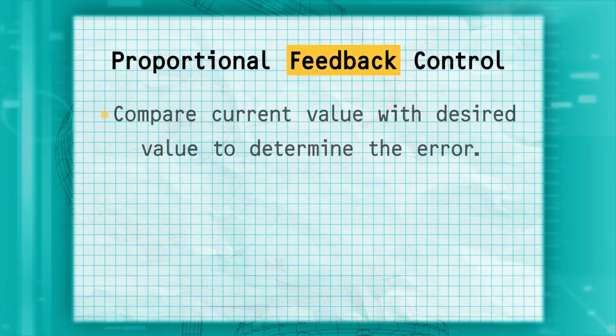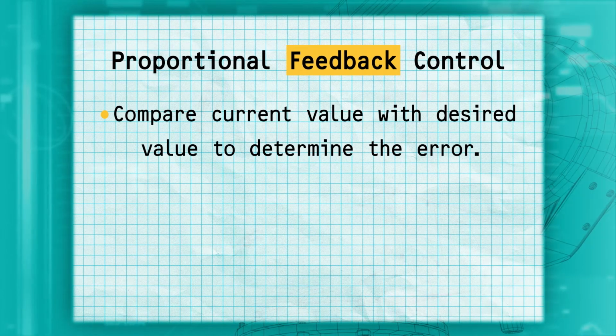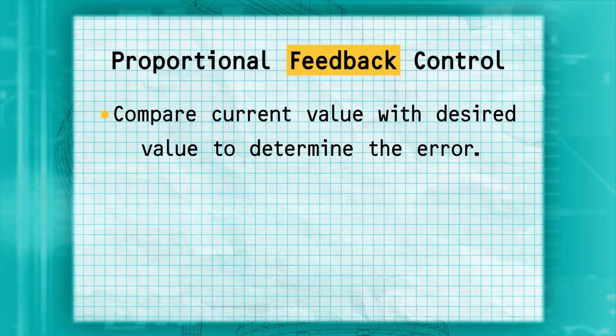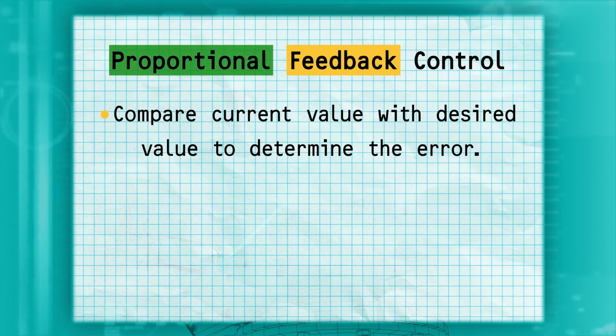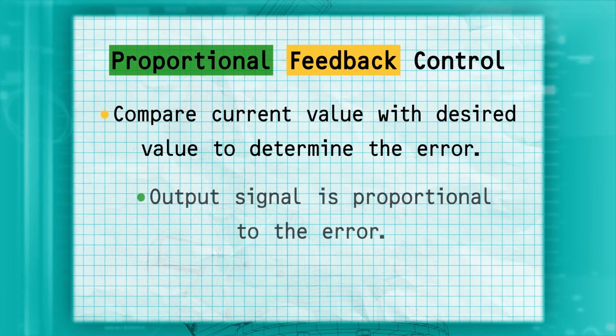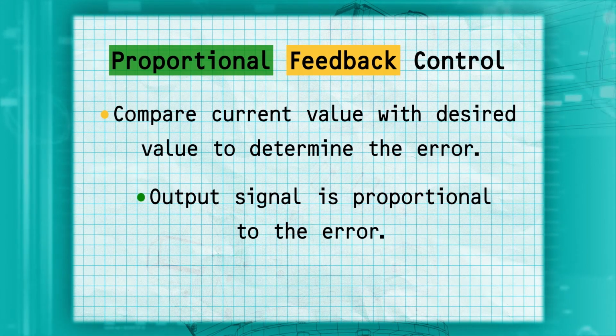Feedback means that it compares the desired value with the current value to find the error. It feeds back the current value to find a new value. It's called proportional control because the output signal is proportional to the size of the error. We can visualize this type of controller like this.